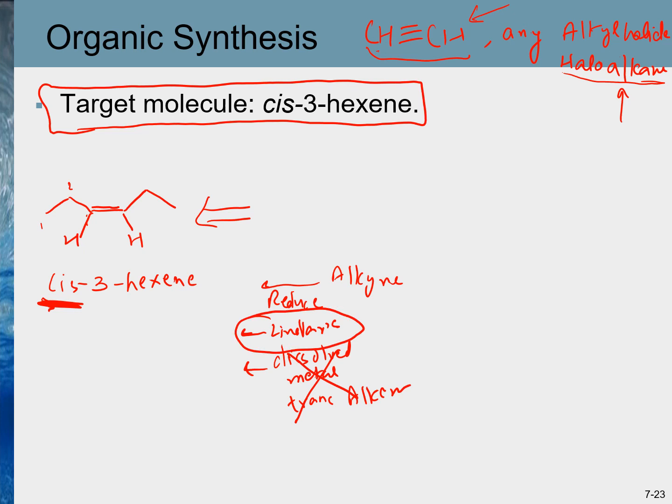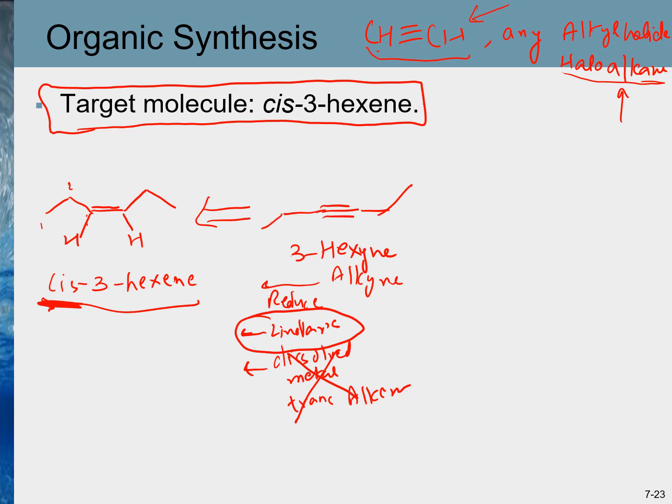We know that in the reduction process, the number of carbon atoms does not change. So it means now we know what we need here: 3-hexyne. 3-hexyne with Lindlar can give us this target molecule. So we established one step before this target molecule. We would need 3-hexyne. Okay, so let's draw 3-hexyne.